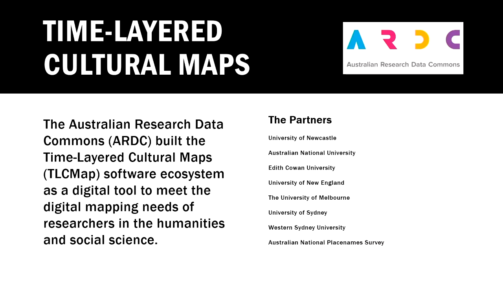Time-layered cultural maps originated from an ARC linkage infrastructure equipment and facilities grant with the aim of making a digital tool that was really applicable for use amongst humanists, broadly conceived: historians, linguists, Indigenous studies, and other disciplines in the humanities. It gives an accessible digital tool that takes humanities data that step further and gives digital mapping capabilities. It has also gained support from the Australian Research Data Commons to flesh out this infrastructure.